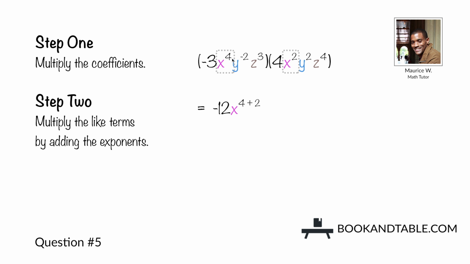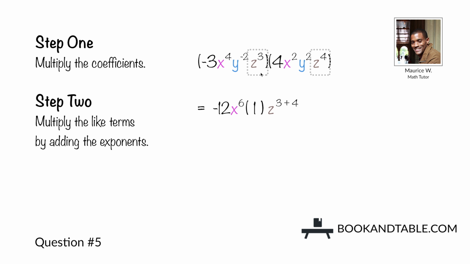So x to the fourth times x squared is equal to x to the 4 plus 2, which is x to the 6th. Our y's, we have y to the negative 2 times y to the positive 2, which will give us y to the 0. Anything to a power of 0 is equal to 1.